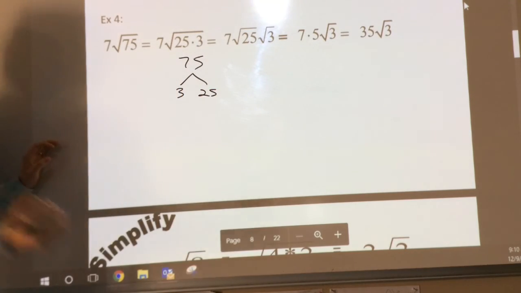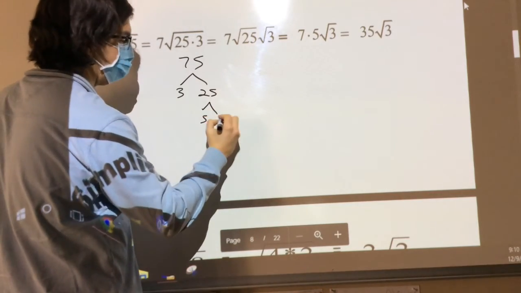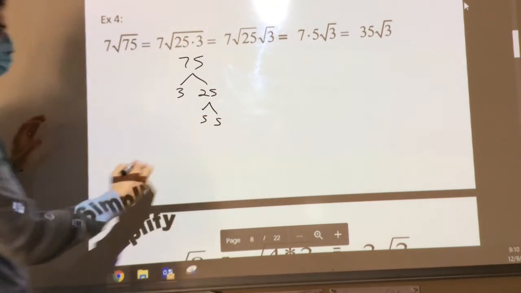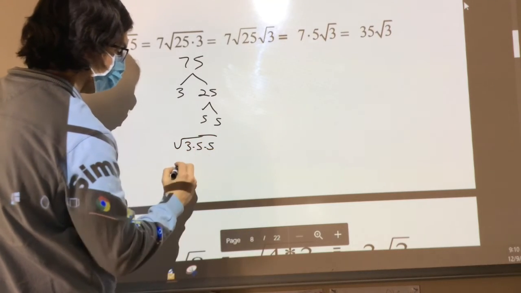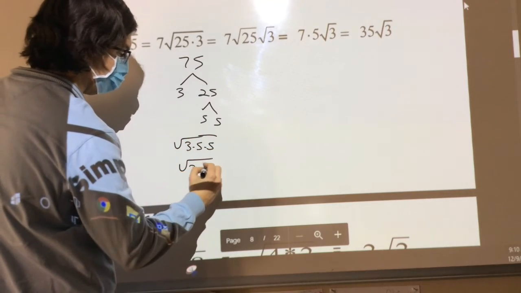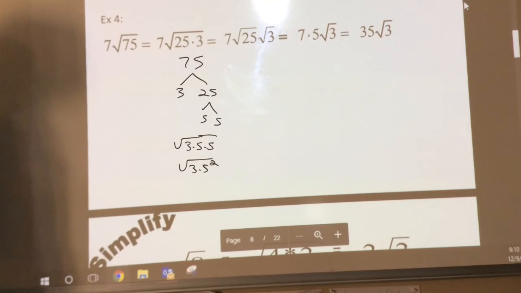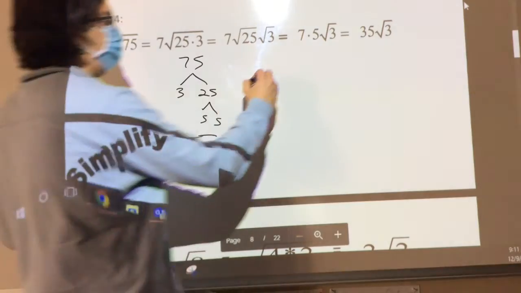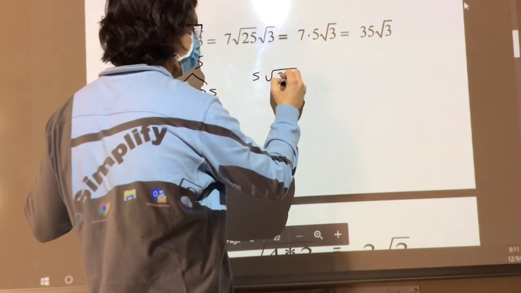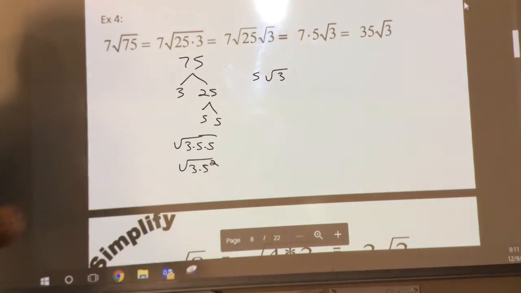Break down 25. This one does have a perfect square, which is 5 and 5. But now we have the radical 3 times 5 times 5, or 3 times 5 squared. What can I pull out? The 5. So then I end up with 5 radical 3.